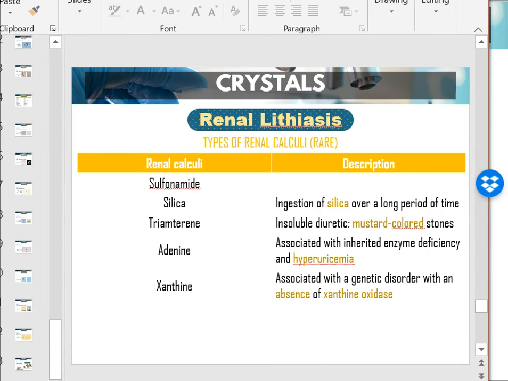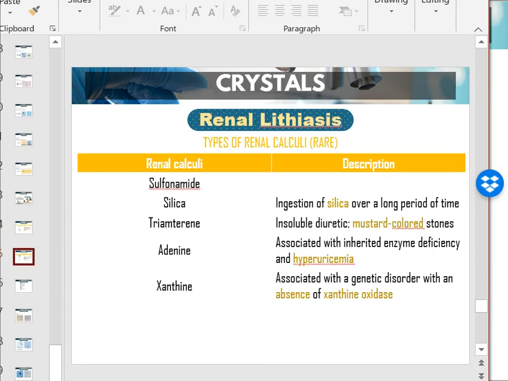Alright. And then next, these are the rare ones, guys. We have your sulfonamide, your silica, from ingestion of silica over a long period of time. We have triamterene, an insoluble diuretic, with mustard-colored stones. We also have adenine, associated with inherited enzyme deficiency and hyperuricemia. Lastly, we have xanthine, associated with a genetic disorder with an absence of xanthine oxidase.